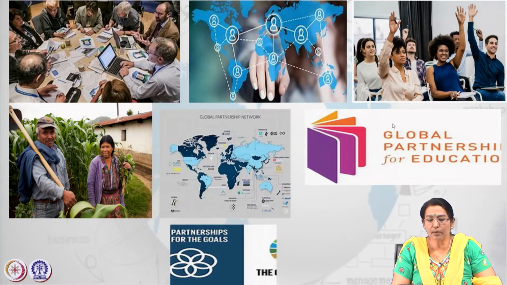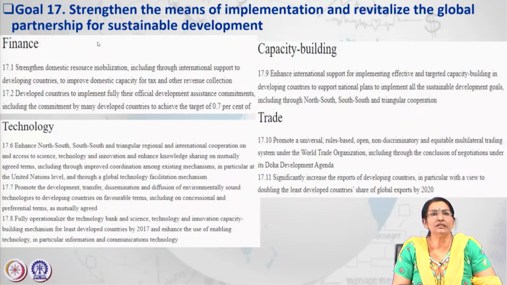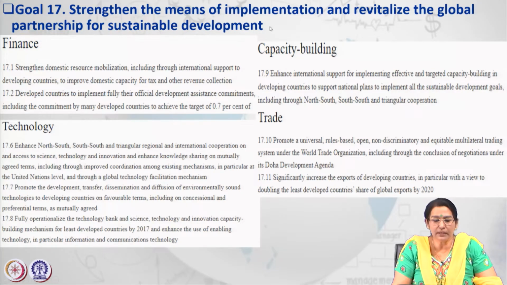So, as you can see, the global partnership for education, for business, for industry, for health, across all the sectors. Goal 17 is to strengthen the means of implementation and revitalize the global partnership for sustainable development, and it includes vital areas like finance, strengthening financial resource mobilization, including international support to the developing countries, domestic capacity, tax, and other revenue collection. So, that is in the case of financial transactions.